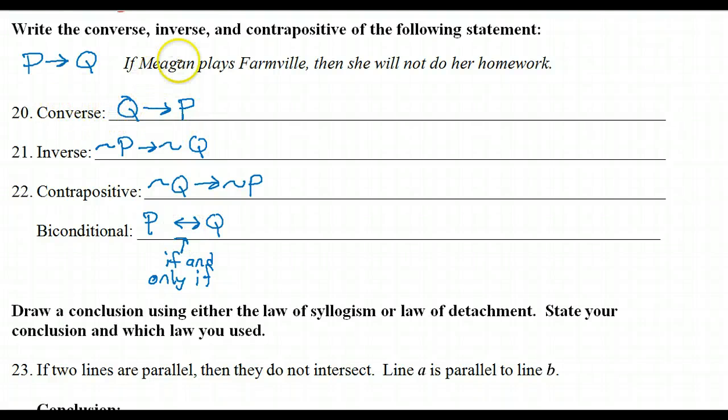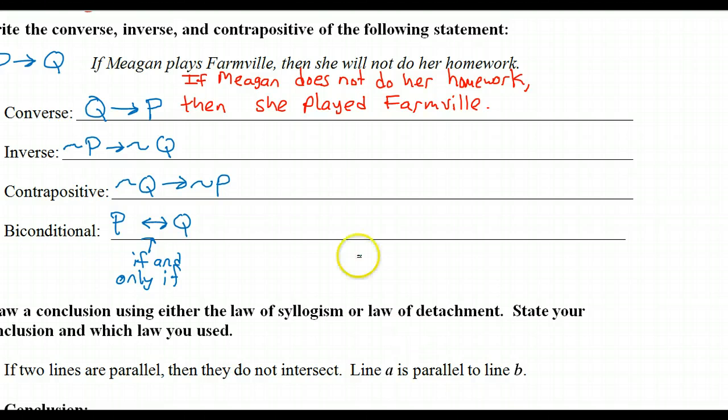So for number 20, the original statement is, if Megan plays Farmville, then she will not do her homework. The converse we would get by reversing the hypothesis and conclusion. So the converse should be, if Megan does not do her homework, then she plays Farmville. So the converse would look like this. If Megan does not do her homework, then she played Farmville.